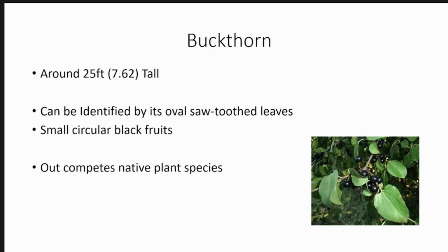So, buckthorn. Buckthorn is around 25 feet tall. It can be identified by its small oval sawtooth leaves, sawtooth being like the little jaggedness around the leaves. And they also have small black fruits, as you can see right there. They outcompete native plant species in areas, and they grow more commonly around the edges of the forest. So when we fragment the forest more, we get more forest edges, and with more forest edges, we get more buckthorn.